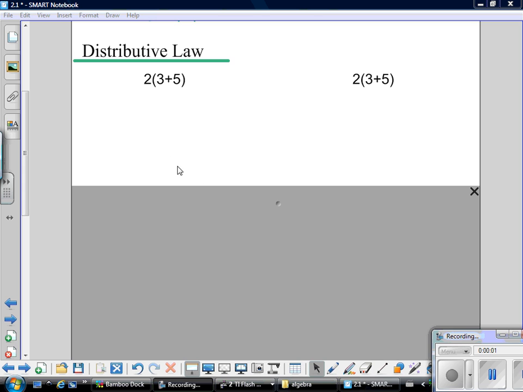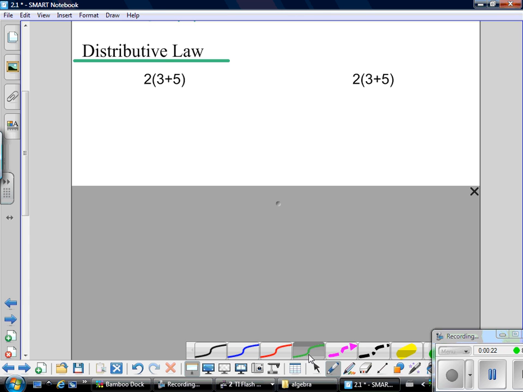The next part of this lesson has to do with the distributive law. And the distributive law is something that you used before. Now, what I'm going to do is take two of the same question, and notice I don't have any variables here. I purposely didn't do that so that we could look at doing this question in two different ways.